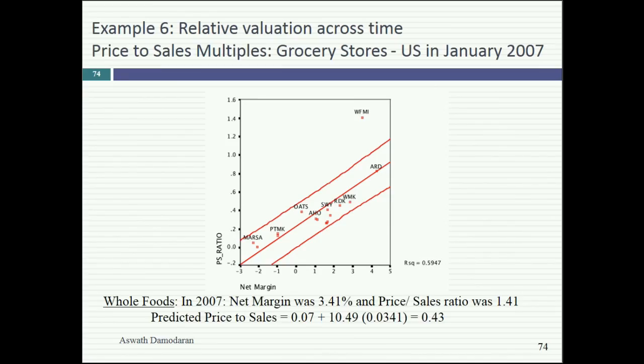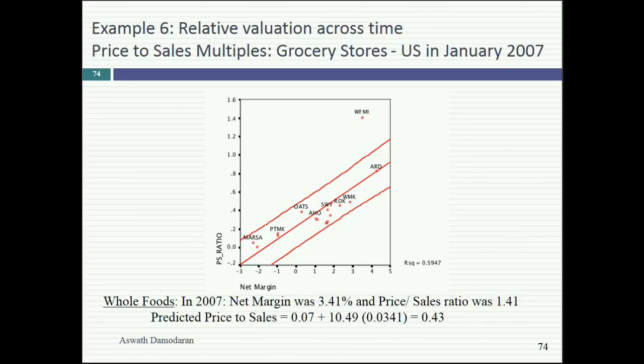Let's do one final example, maybe second from final example. Grocery stores are incredibly boring businesses to look at, right? They're low margin, low growth, very non-discretionary. For a long time, if you looked at grocery stores, they all traded at low multiples of revenues, had tiny margins, but huge turnover ratio.